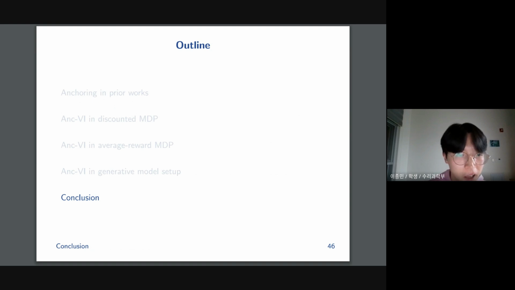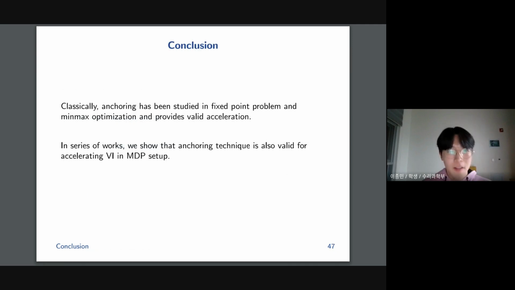So now let me conclude this presentation. In the first section, I introduced what anchoring is and in what setup this anchoring mechanism has been studied. Basically, it has been studied in the fixed point problem and minimax optimization literature, and in that literature, the anchoring mechanism provides a valid explanation. In this series of works, my coworkers and I show that the anchoring technique is also valid for the MDP setup. Inspired by this success, we hope that this anchoring mechanism can be extended to more various setups and provide valid benefits in the reinforcement learning field. This is the end of my presentation, and thank you for listening.